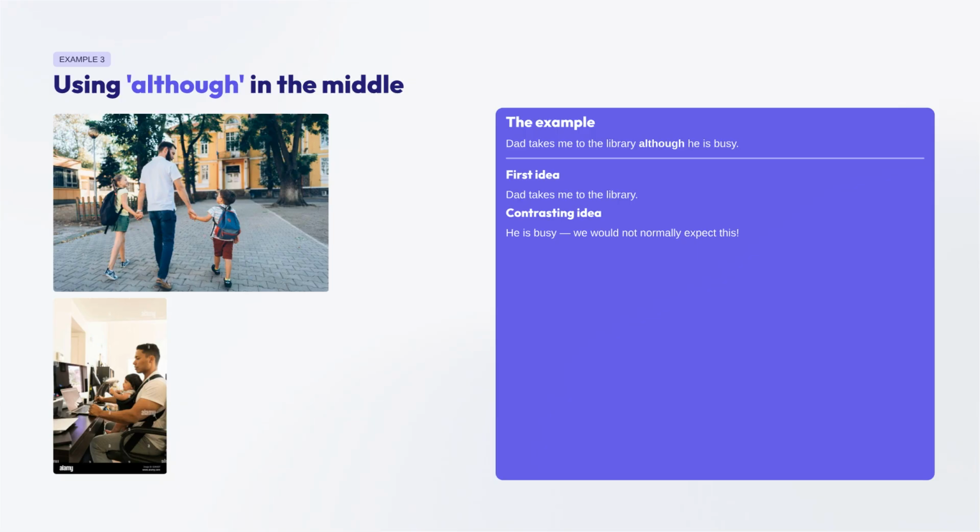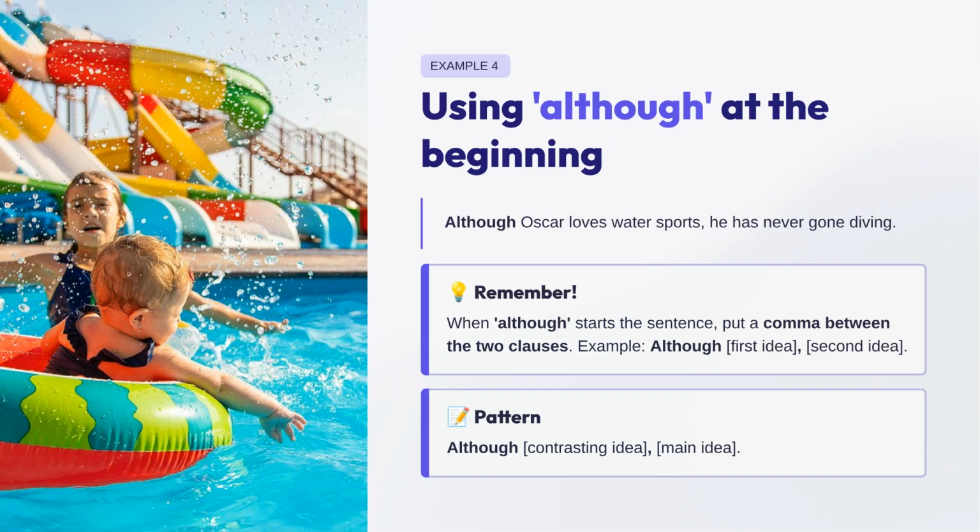Look at the sentence. Dad takes me to the library, although he is busy. The first idea is Dad takes me to the library. The contrasting idea is he is busy. We would not normally expect him to take us when he is busy, so although links these two contrasting ideas together. Here is example 4, using although at the beginning of a sentence.